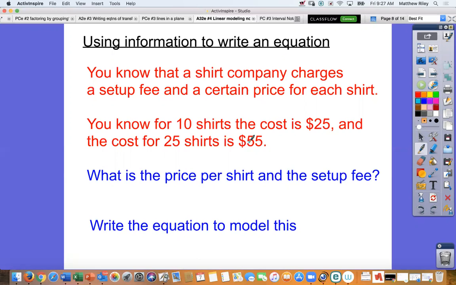I'm going to walk you through this at first. A shirt company charges a setup fee and a certain price for each shirt. I do kind of want to see where you guys are with this. For instance, if I go in as a tennis coach and order a bunch of shirts, I'll call up Nike and they'll say, we'll get your design fee, which is going to cost like $200, and then we'll charge you $6 per shirt. So that setup fee is that initial cost. The price per shirt is your slope. So take this information and see what you can do.